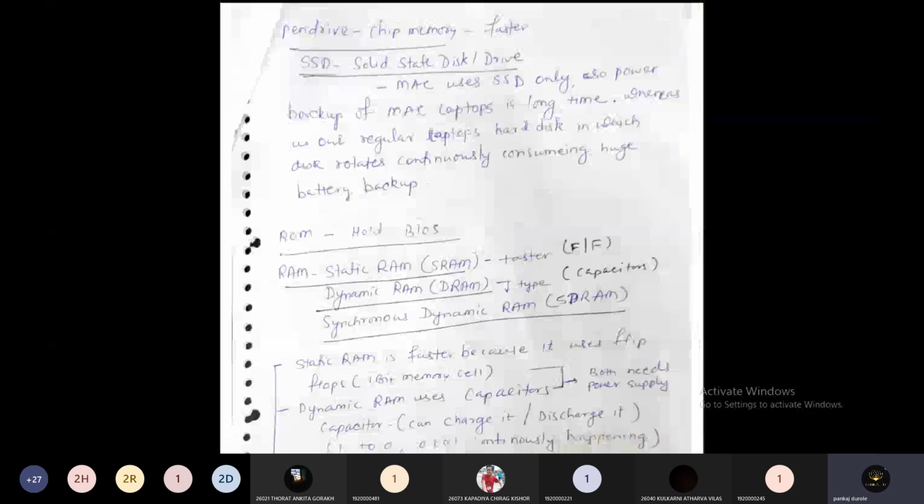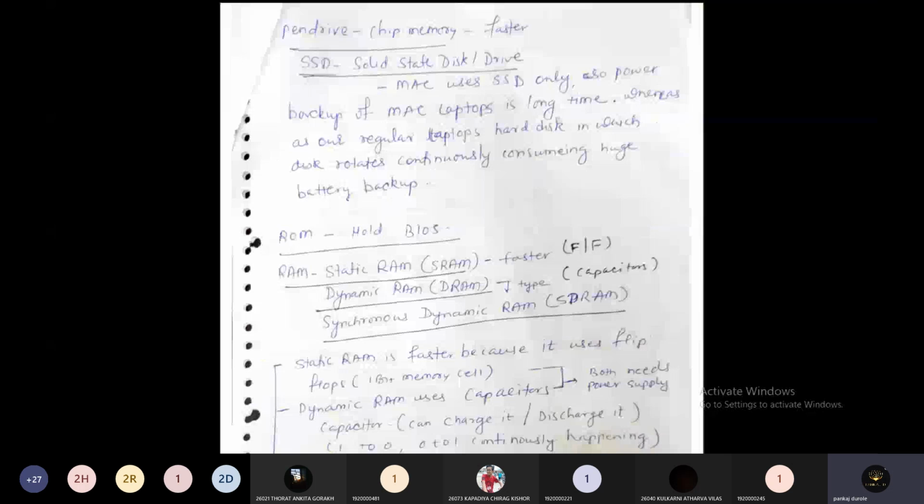A pen drive, your friend, right? It is a cheap memory, it is faster, right? SSD, right? Many of the people have purchased a hard disk with some sort of SSD, hard disk plus SSD, right? So SSD is a solid state drive, right? It is super fast, right?